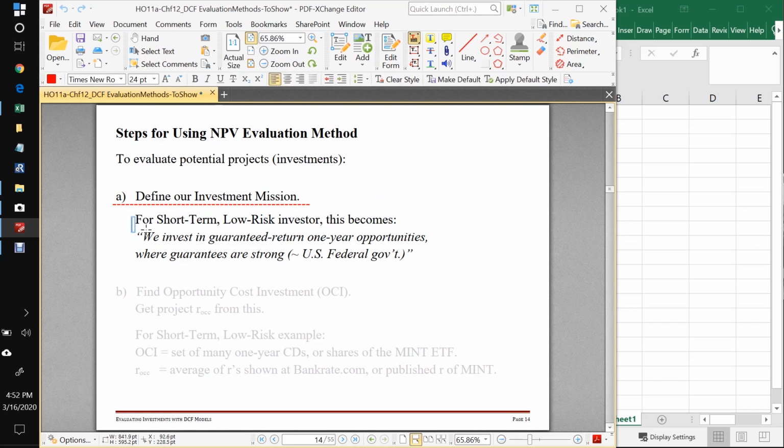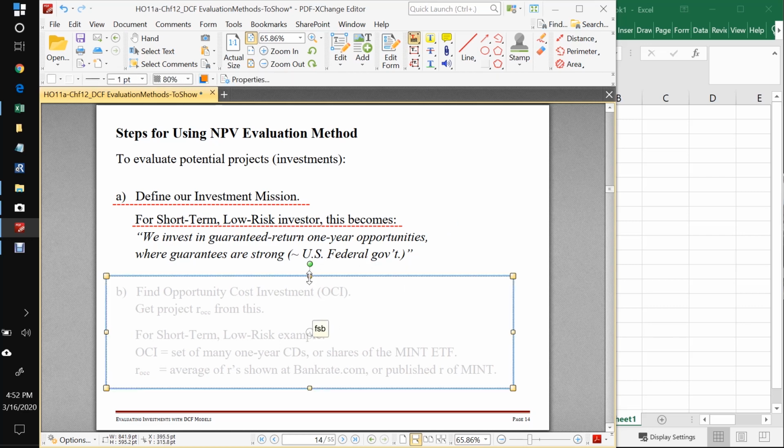So for our short-term low-risk investor that we talked about a lot in the last chapter, our mission statement would be, we invest in guaranteed return, one-year opportunities where the opportunities are strong, okay? So similar to something like US government guarantees, strong guarantees. Okay, so that's number one step to apply the NPV method, okay?